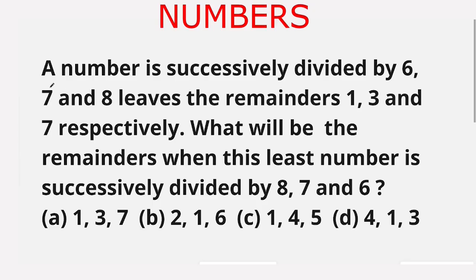Our question is, a number is successively divided by 6, 7 and 8, leaves the remainders 1, 3 and 7 respectively. What will be the remainders when this least number is successively divided by 8, 7 and 6?